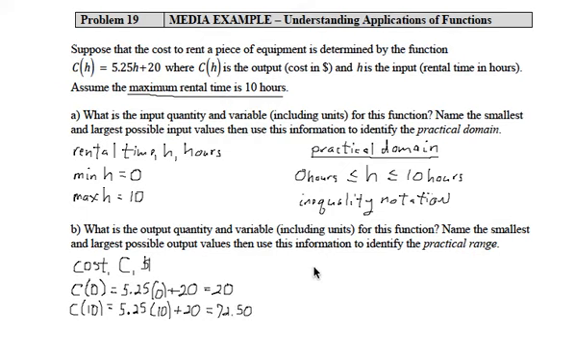So the way we write our practical range, we're going to use the same kind of notation that we used for practical domain, and that is inequality notation. So our minimum cost is $20. There's our output variable, and our maximum is $72.50.